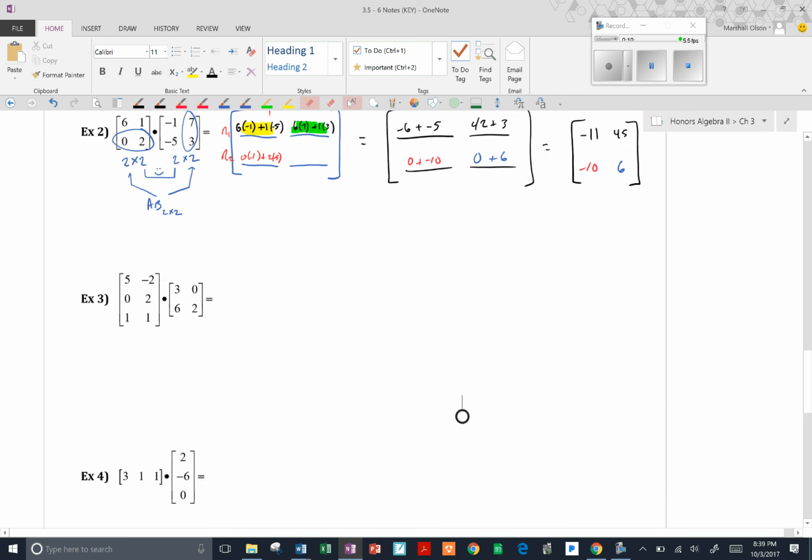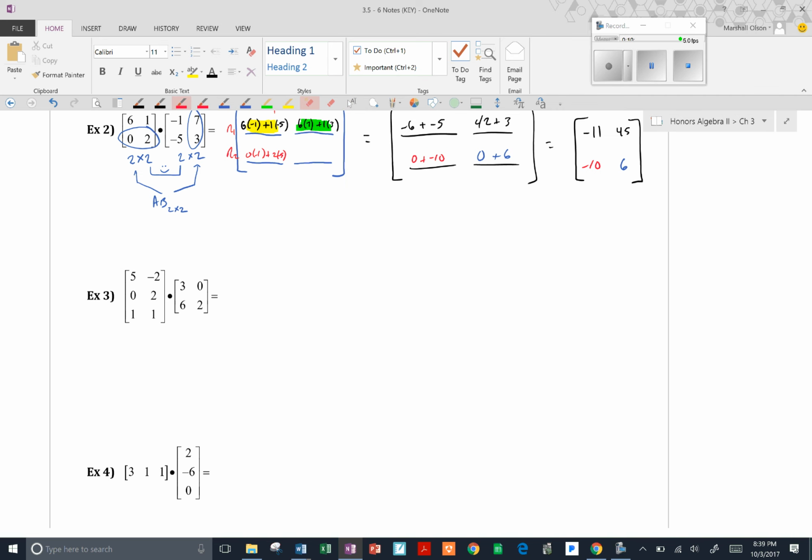All right, next example here. Let's see if we can even do it. We've got a 3 by 2, rows by columns, 1, 2, 3, 1, 2. A 3 by 2 times a 2 by 2. So we can do it. And our resulting matrix is going to be a 3 by 2. We know we're going to get a 3 by 2 in the end.